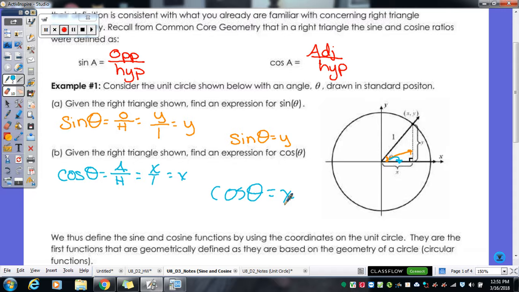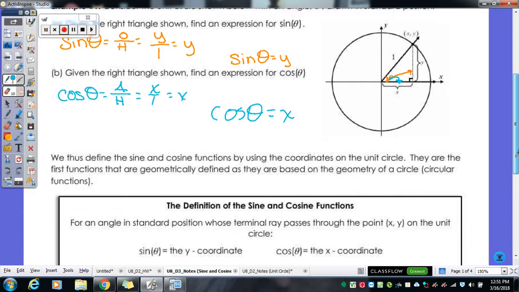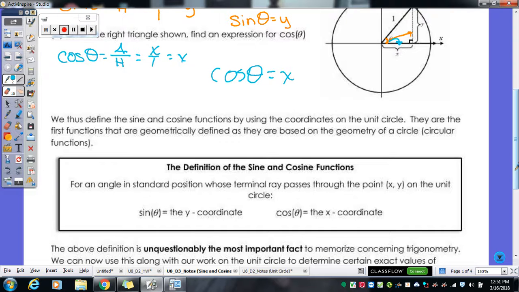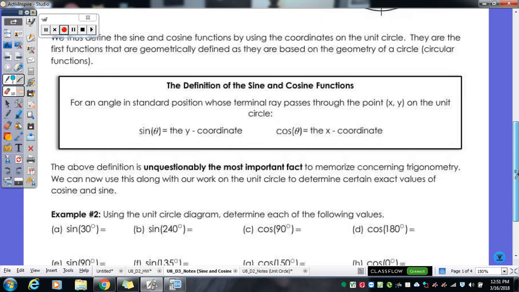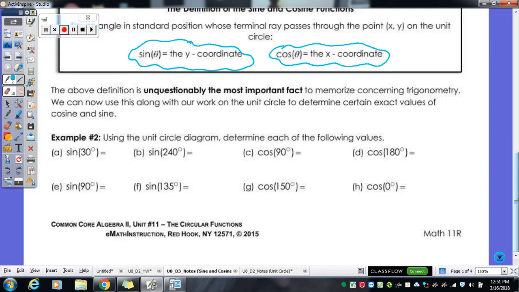Every x value is cosine, y is sine. So we thus define the sine and cosine functions by using the coordinates on the circle. They are the first functions that are geometrically defined as they are based on the geometry of a circle. So we got to memorize this. Sine, y coordinate, cosine is your x coordinate. So using your unit circle, let's figure out these values.